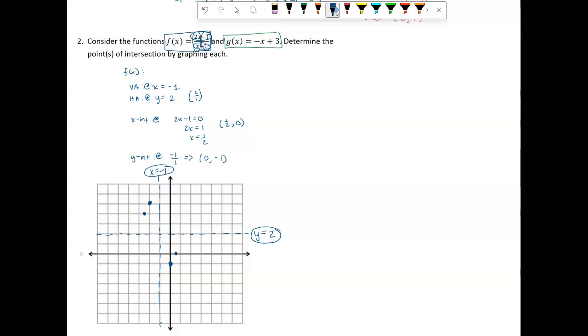Okay, now I can draw my rational function here. I'm going to draw it up here as well. Okay, all right, so that's my f at x graph. And now I need to draw my g at x graph. There's a y-intercept at +3, so 1, 2, 3. And I have a slope of -1 over 1. So that means 1 down, 1 over, so something like this. And then something like this as well.